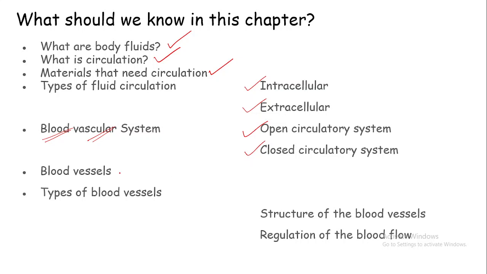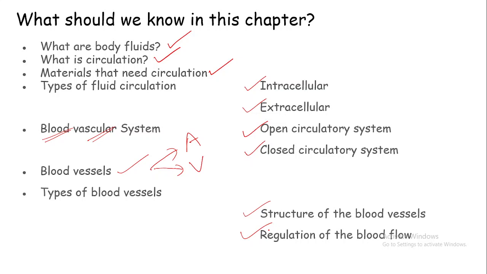Coming to the blood vessels. Okay, what are the two types of blood vessels? Most commonly arteries and veins. Okay, types of blood vessels, in that we shall study the structure of the blood vessels and regulation of blood flow. So arteries and veins, of course, are blood vessels. Vessels in the sense something which carries something within it.